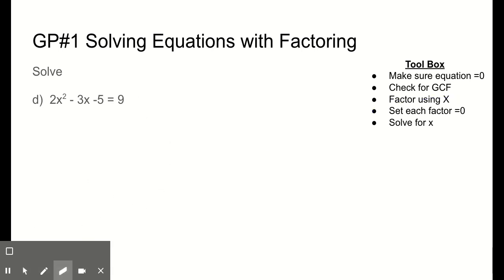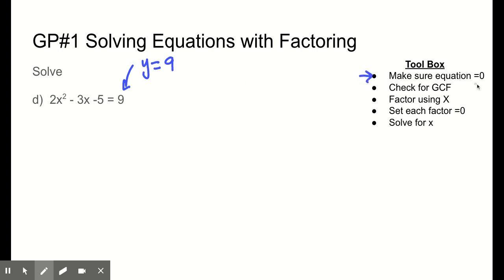So lastly, we have 2x squared minus 3x minus 5 is equal to 9. So in this case, our equation is not equal to 0. So what we are now looking for is the value of x when y equals 9. Our first step, though, is to still make sure that our equation is equal to 0. So what we have to do here is subtract that 9 on both sides. So that gives us 2x squared minus 3x minus 14 is equal to 0.